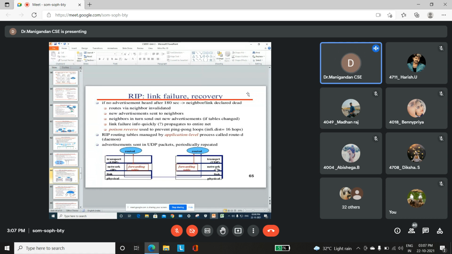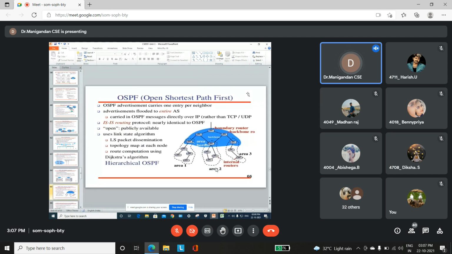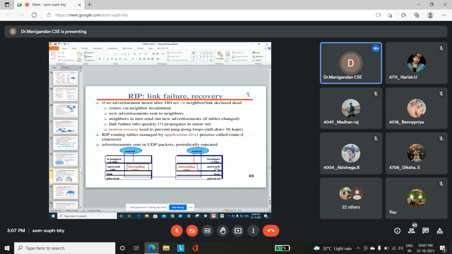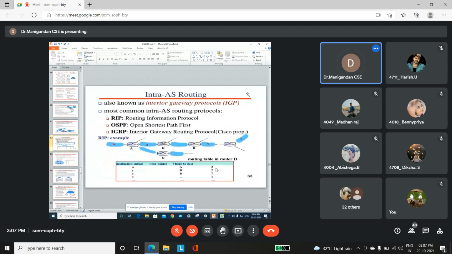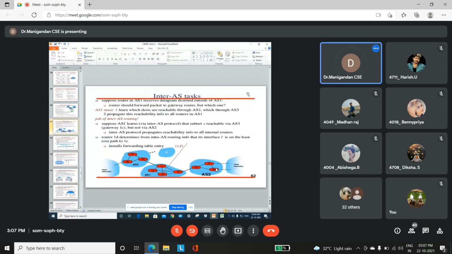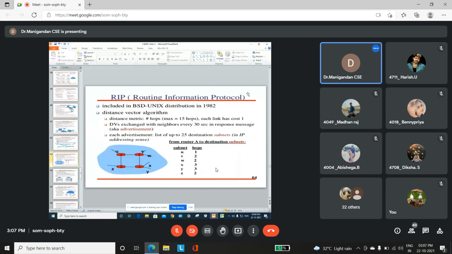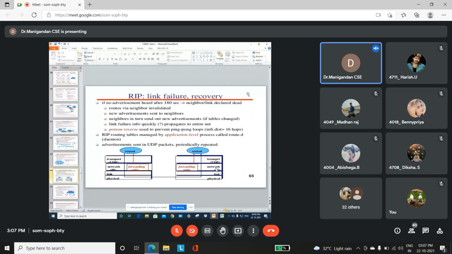Okay, up to this, the routing information protocol is over. Up to this, do you have any doubt? OSPF we will discuss in the next class. Do you have any doubt up to this RIP?